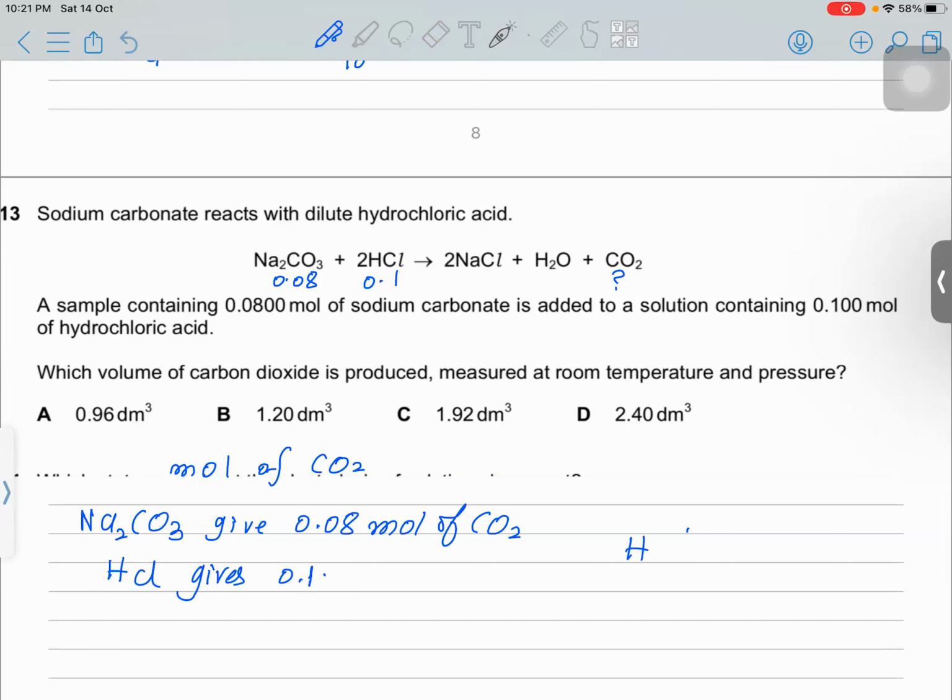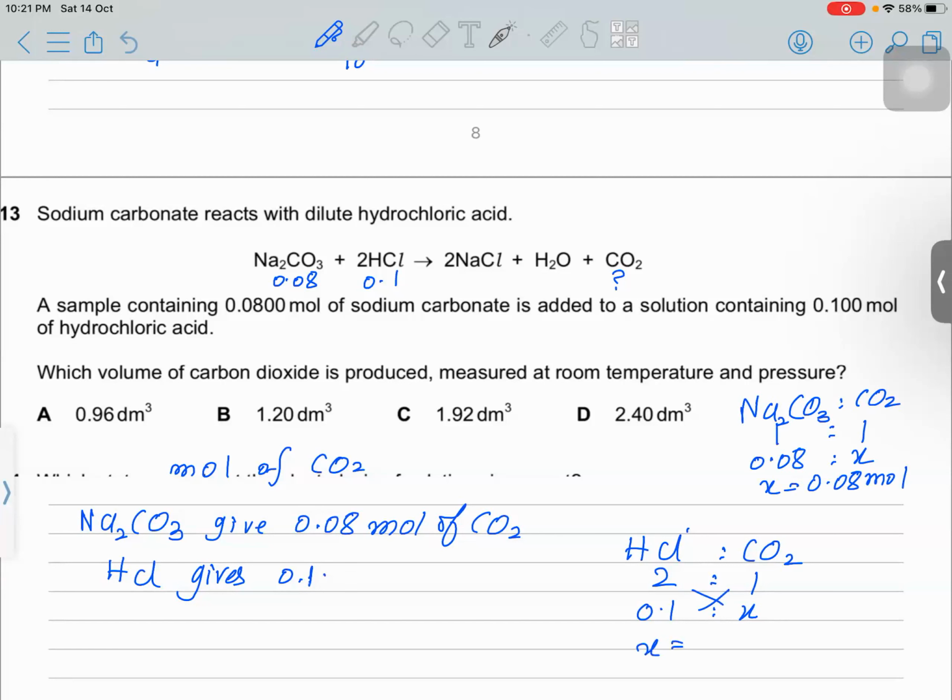So the ratio between HCl and carbon dioxide is 2:1. Sir, if Na2CO3 gives 0.08 mole of CO2? The ratio of Na2CO3 and CO2 is 1:1. You can see that in the equation. So can you tell me 0.08 gives? Definitely 0.08 mole. Right? But here X is equal to 0.05.